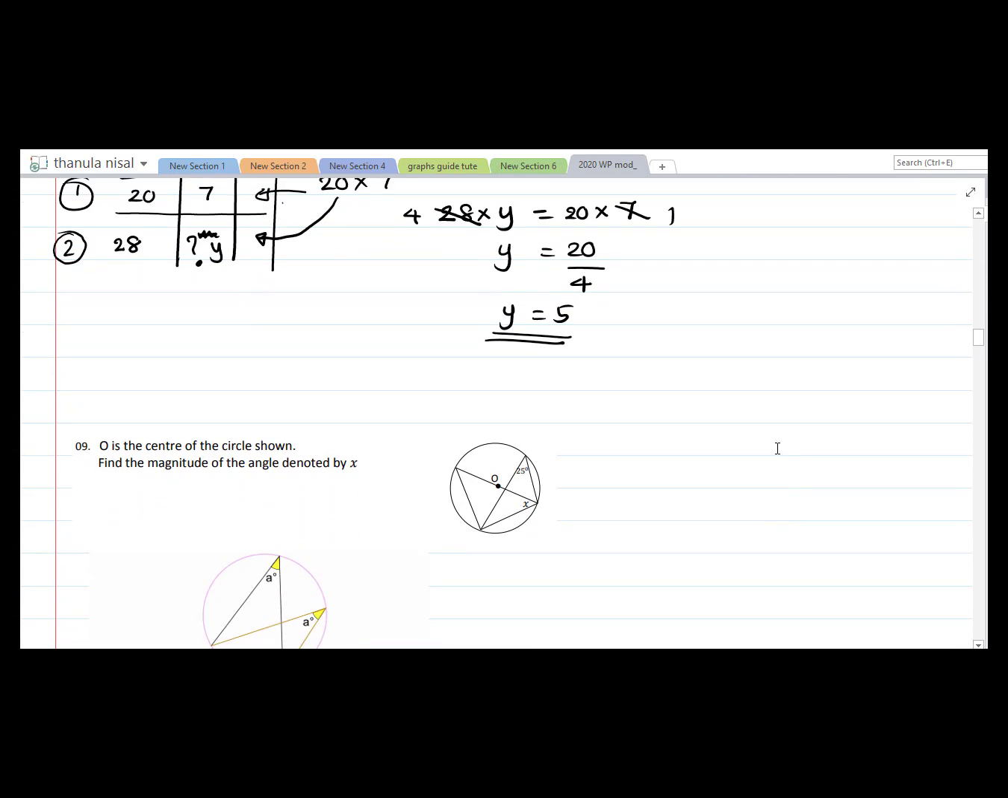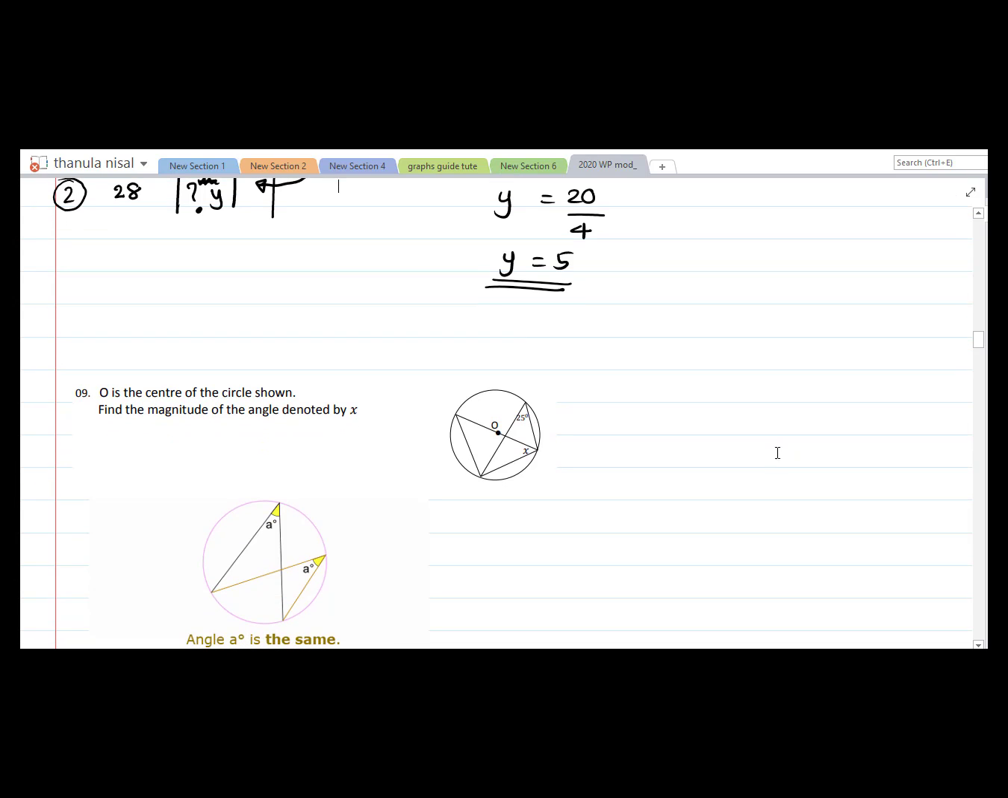Let's move to question number 9. O is the center of the circle shown. Find the magnitude of the angle denoted by x. Can you see a line is passing through O? Therefore this line is known as a diameter. Okay, so what's the theorem based on diameter in circular geometry?